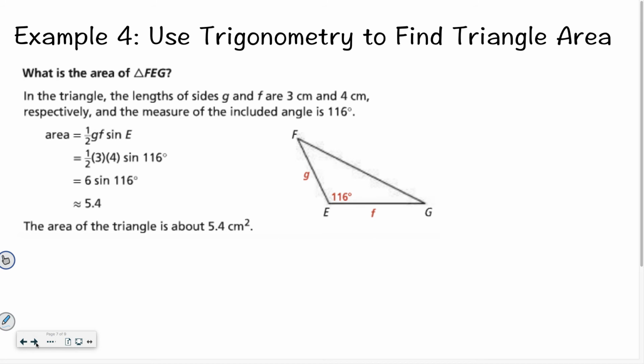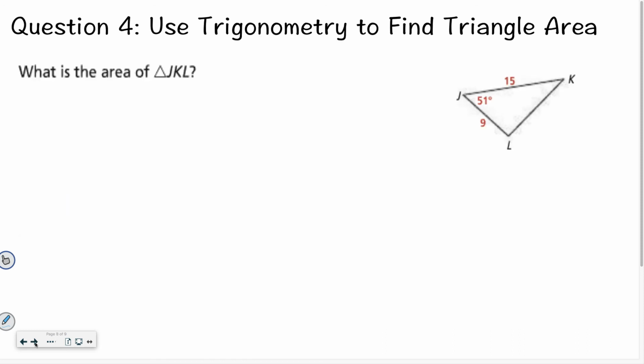So here I have triangle FEG, and since I have angle E, I would do 1/2 times G times F times sine of angle E. So it'd be 1/2 times 3 times 4, because F is 3 and G is 4. So what you do is 1/2 times our two sides times sine of our angle, plug that in, and you end up at 5.4. All right, why don't you go ahead and try one on your own? Good luck.